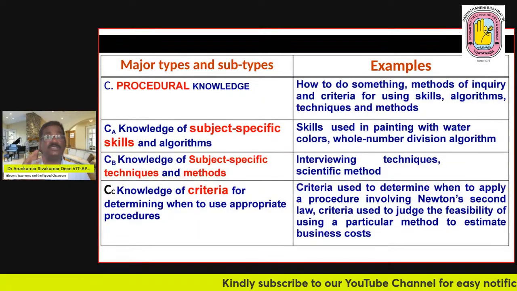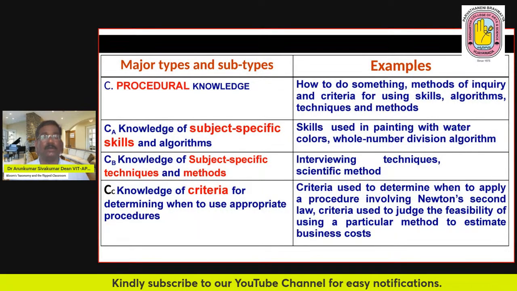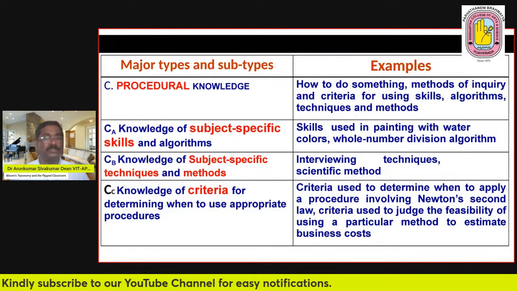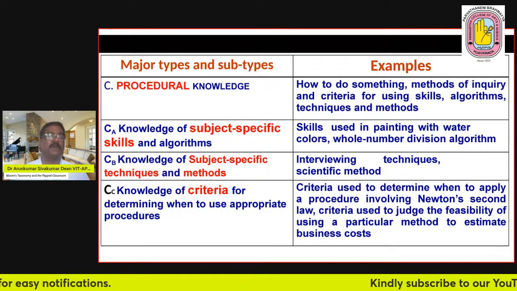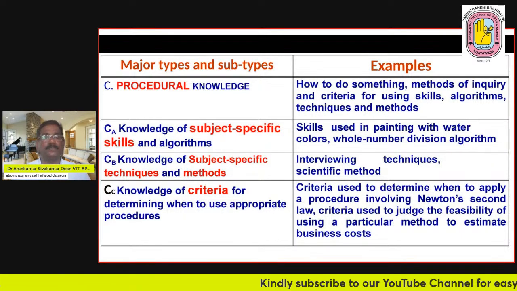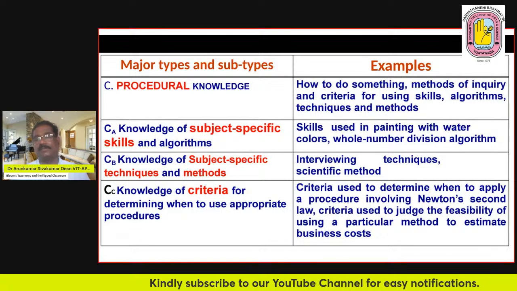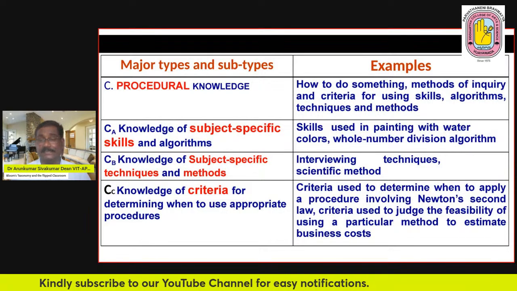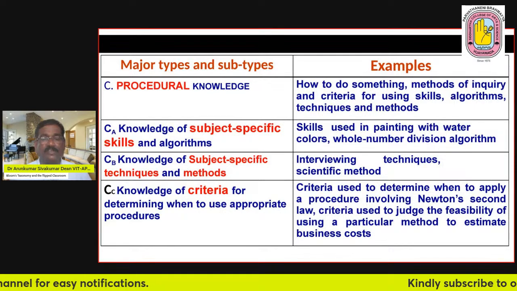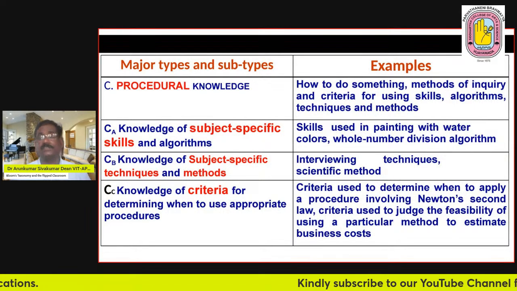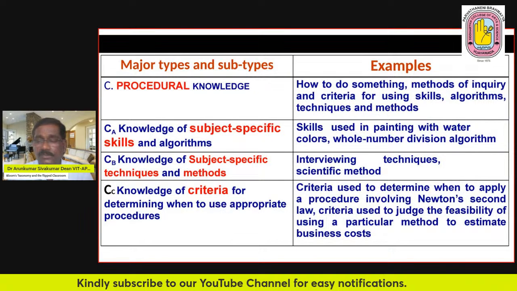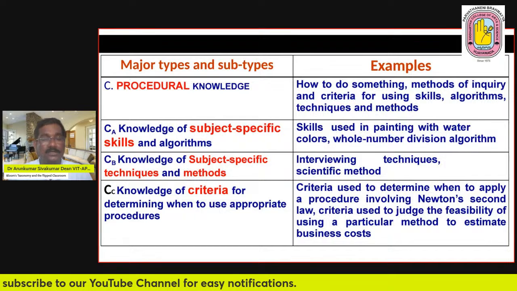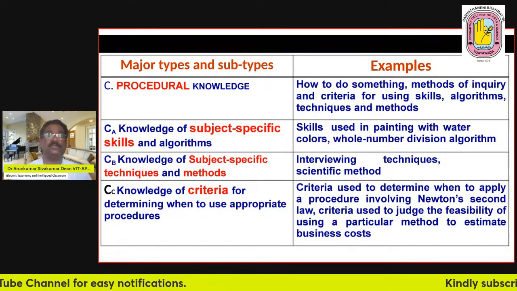Next one is procedural knowledge. This is where it is the higher level, higher dimensions of knowledge: subject-specific skills, communication skills, marketing skills, right? Subject-specific techniques. I use a lot of techniques and tools to analyze data, and knowledge of criteria for determining when to use appropriate procedures. Correct? So that criteria, like Newton's second law, the criteria we can use. So these are the procedural knowledge.